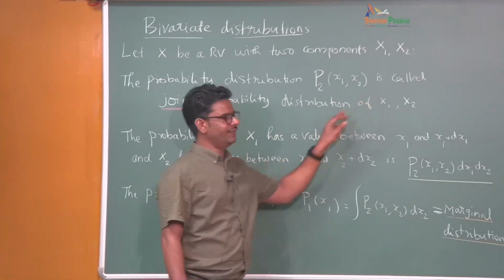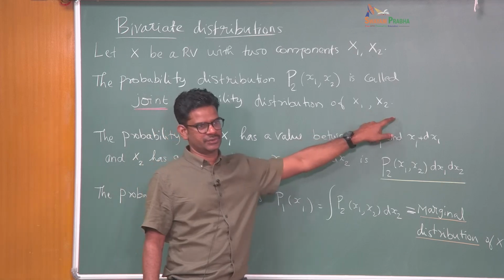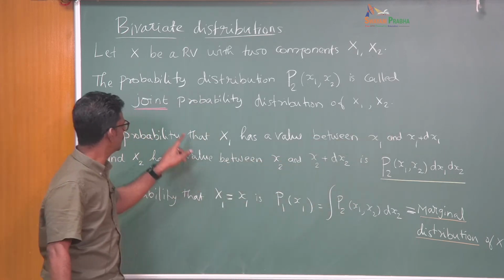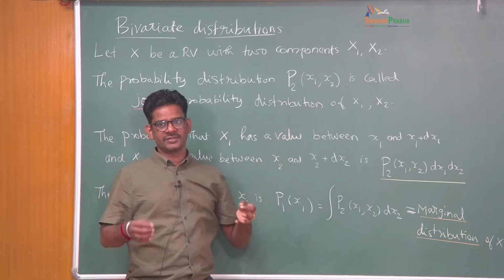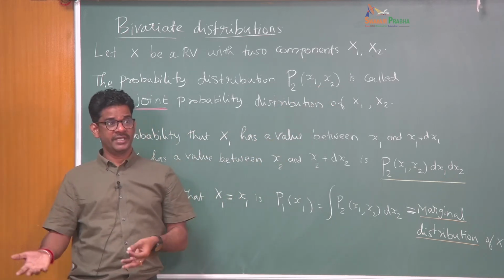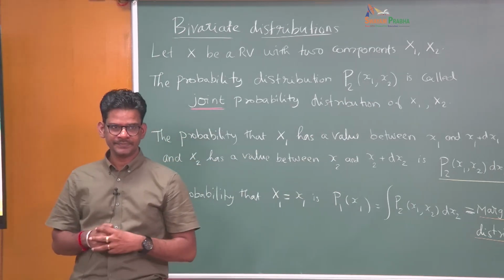And this distribution we call the joint probability distribution function of X1 and X2. The word joint is important because it gives a combined distribution of how you can simultaneously realize both X1 and X2 at given values. That's why it's called the joint distribution function.